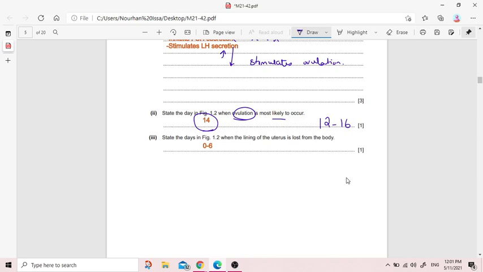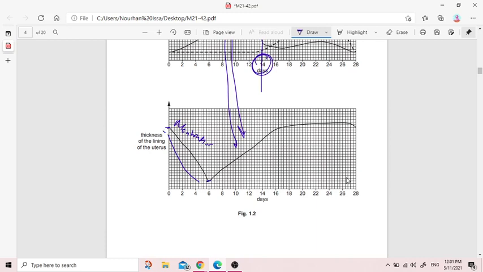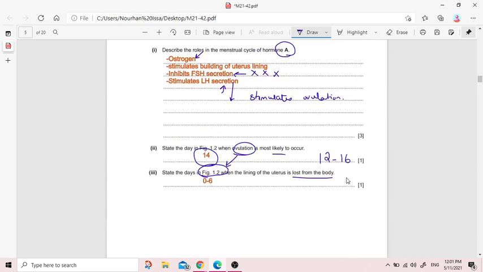State the days in figure 1.2. Careful, he specified he wants it from the figure, when the lining is lost from the body. When was the lining lost? It started to decrease from here to here. So I want it from day 0 to day 6. This is where the lining was lost.